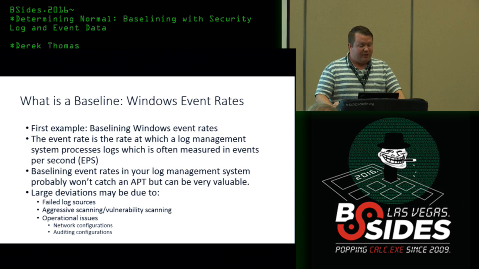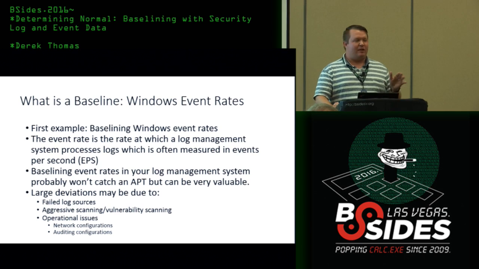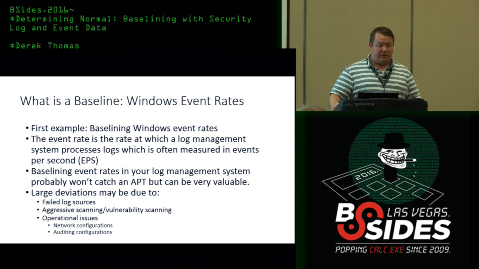Basically event rates in your log management system, it's probably not going to catch an APT, right? An APT is not going to be generating a million events that don't normally occur. They're going to try to create as little as possible to kind of fall in with normal traffic. But I still think it's extremely valuable for things like determining log sources that have failed, determining scripts that have gone haywire, like maybe the password's changed on a script on an admin's desktop.